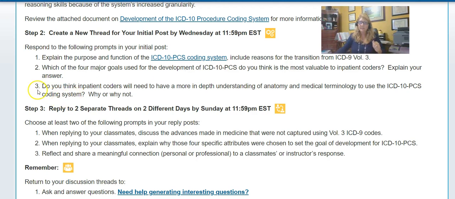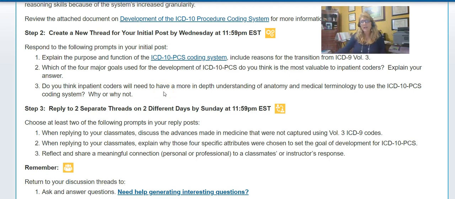And number 3, do you think inpatient coders will need to have a more in-depth understanding of anatomy and medical terminology to use ICD-10 PCS coding system? That will be yes or no, and then why or why not. So that's how you're going to get started.